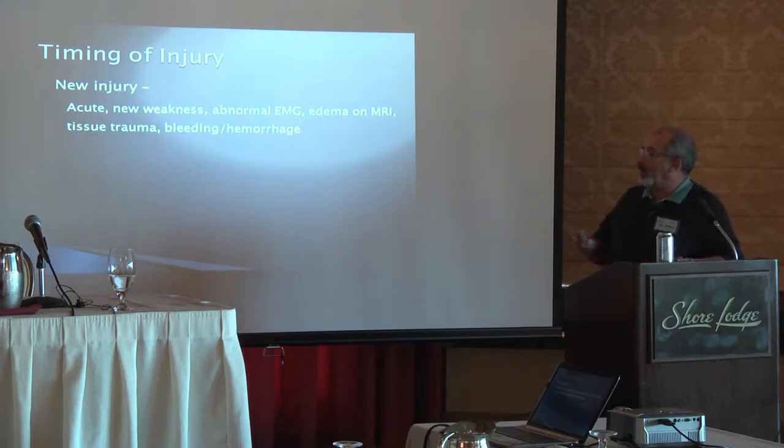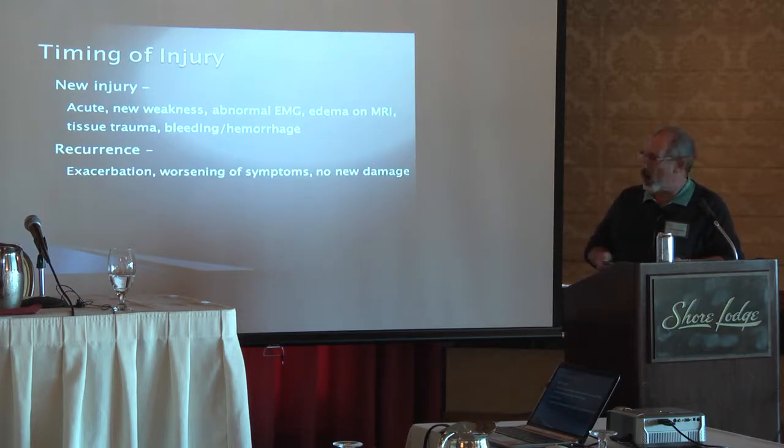So real quickly, a new injury, it's acute, new weakness, they should have an abnormal EMG, but it will take 21 days to be sure. So somebody can have an injury and not show anything on EMG for up to 21 days. We'd see swelling on the MRI, bleeding or hemorrhage.